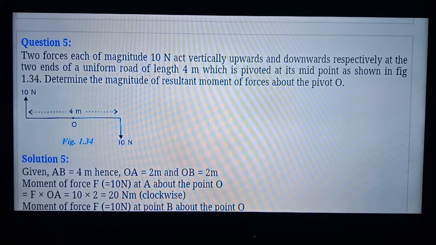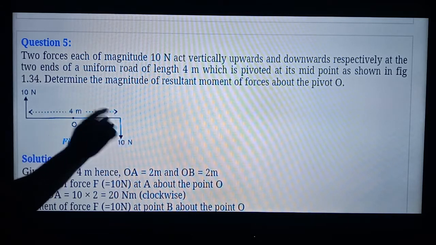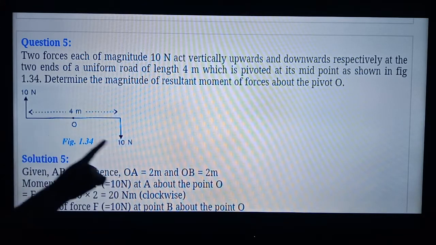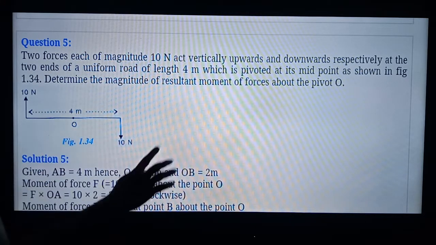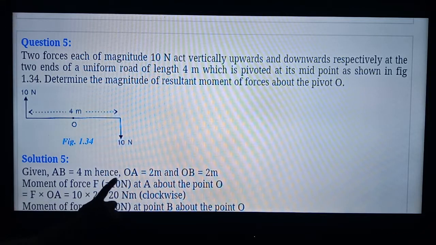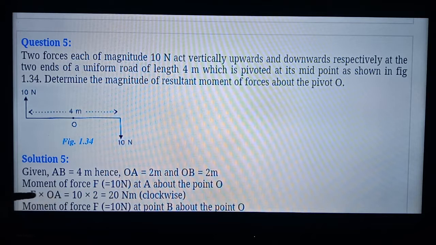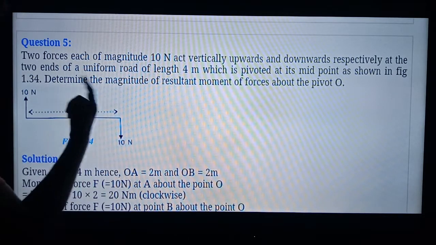So what do you have to find out? You have to find out the total moment of force. So let's see, given AB, let this is A, this is B. So AB is equal to 4 meter, hence OA is equal to 2 meter and OB is equal to 2 meter. Moment of force F 10 Newton at A about the point O will be equal to F into OA, that is 10 into 2, that is 20 Newton meter clockwise.